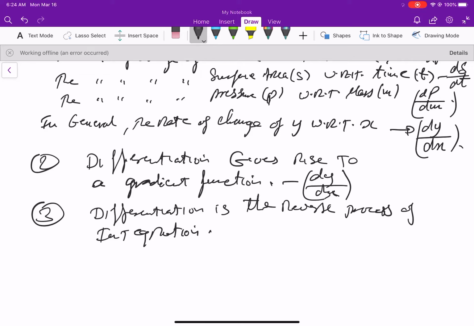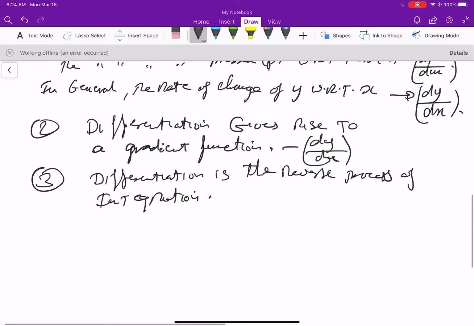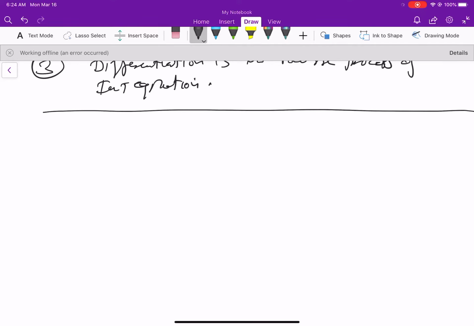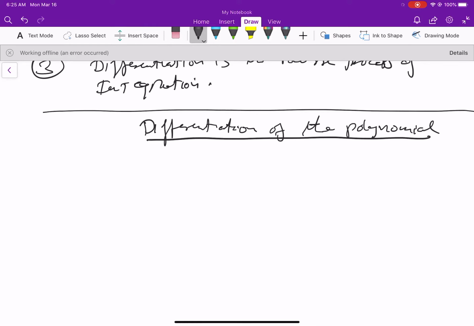We are going to start with the most basic type of function that we've been working with in this course, and clearly that is the polynomial function. Differentiation of the polynomial. Now, what we're going to do is quote the rule. We're going to start with one basic rule for differentiating a polynomial, and then we're going to apply it in different scenarios.